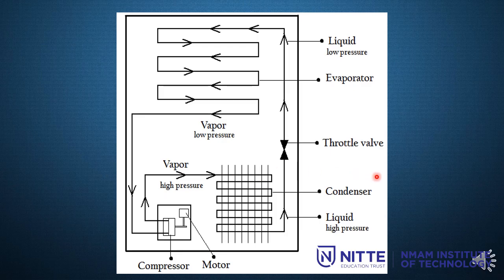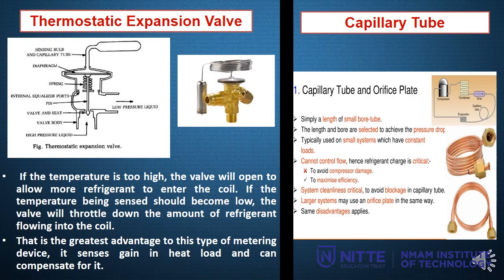In a refrigeration system, you will always have two major pressures, high pressure and low pressure. The high pressure is after the compressor, before the throttle valve. At the throttle valve, the pressure is dropped down. So high pressure region here and low pressure region here. The different types of thermostatic expansion valves have different working, and they are used for different applications. Their working principles are given here.